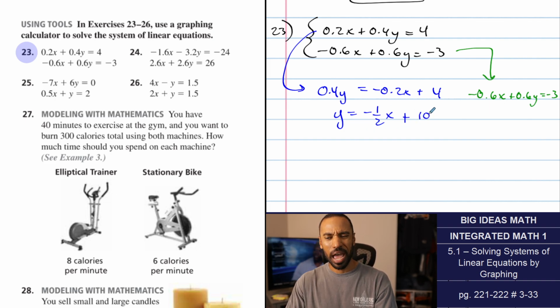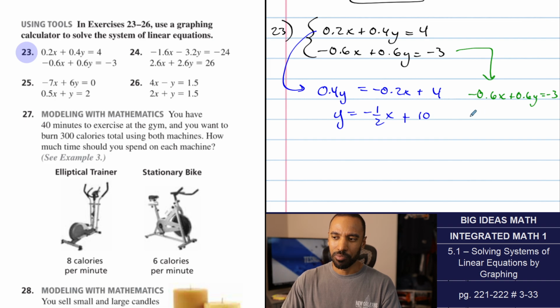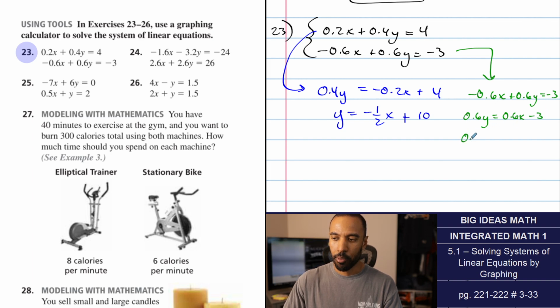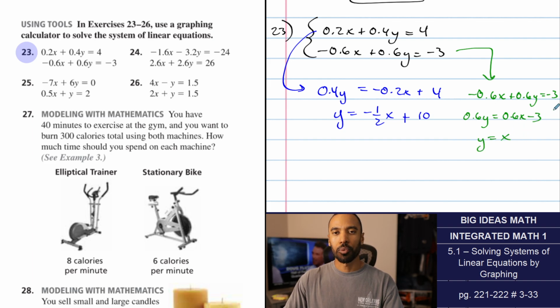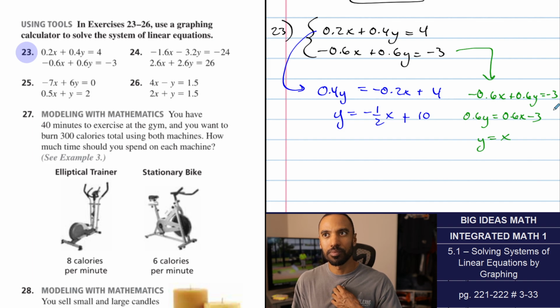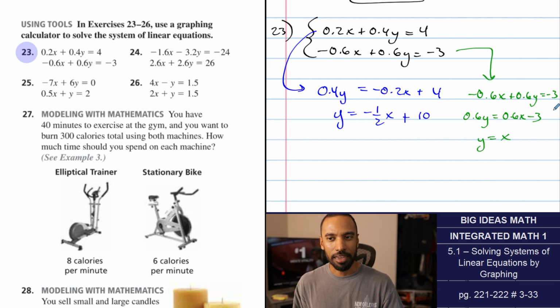Could I graph that on my own? Absolutely. I'm good on graphing that on my own. But no, looks like they're going to say use the calculator. So, oh well. Maybe they're just forcing you to do it. Divide by 0.6, and I'm going to get y equals, that's 1x. And then 3 divided by 0.6 is, oh my gosh, why am I having trouble? 5, negative 5.